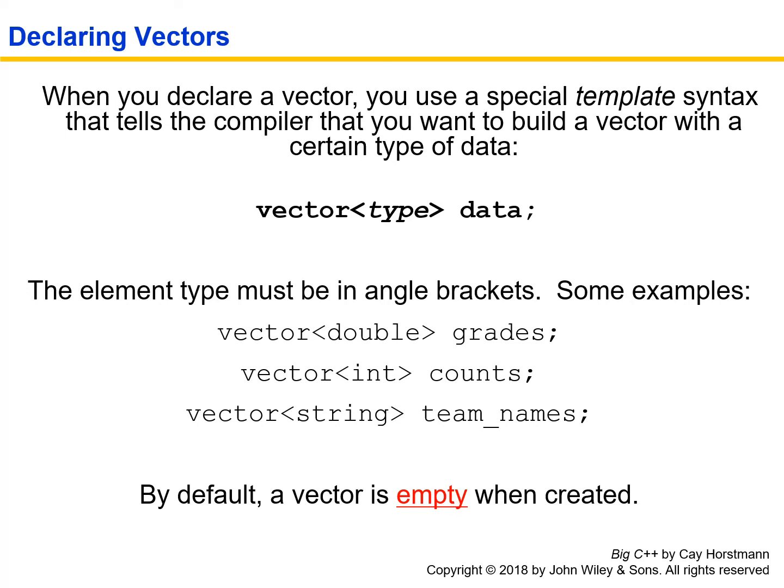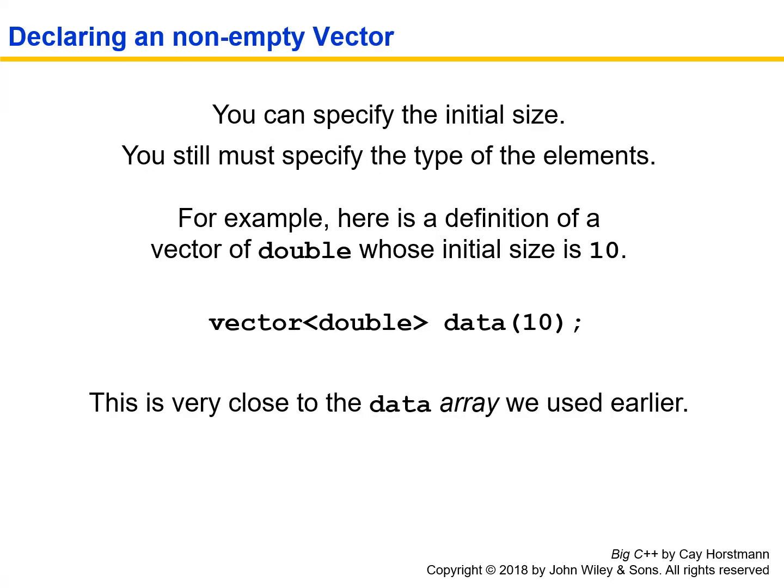If you define your own data type, which we'll get to after the midterm, you can create a vector of those. Now, by default, a vector is empty when it's created. That means it has size 0, and there are no elements in the vector. You can specify an initial size if you want to use the vector the way you would use a predefined array. So you could say vector of double data and then parens 10 to make it initial size 10.